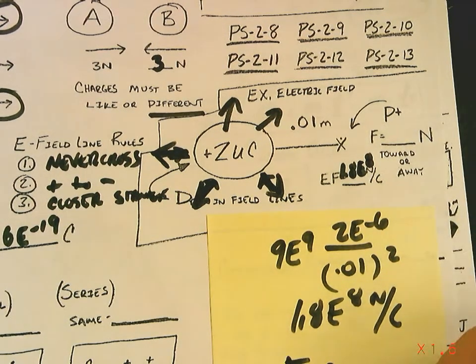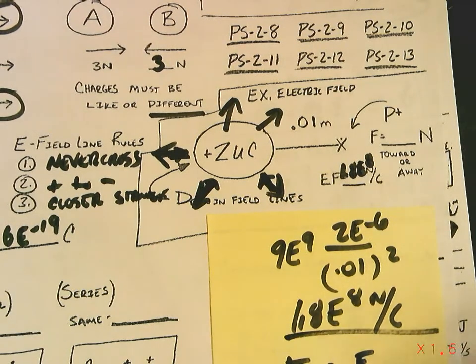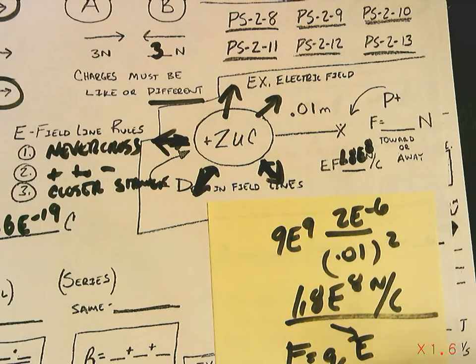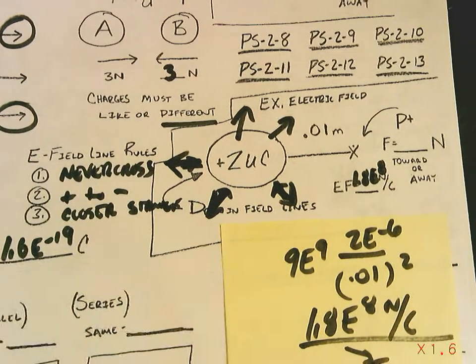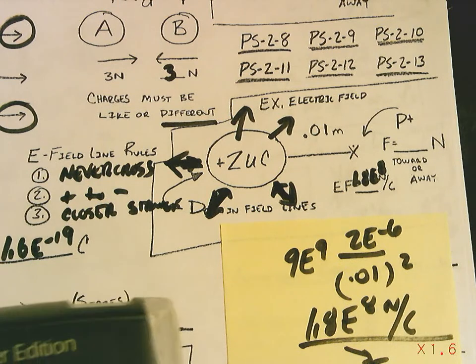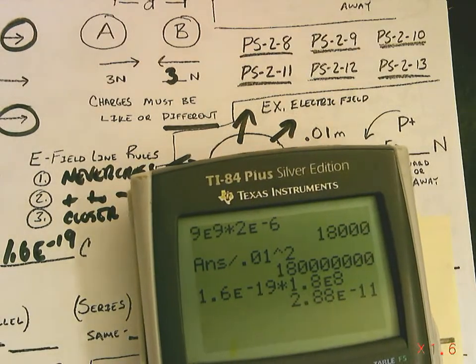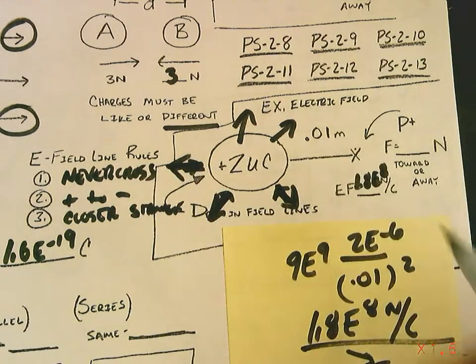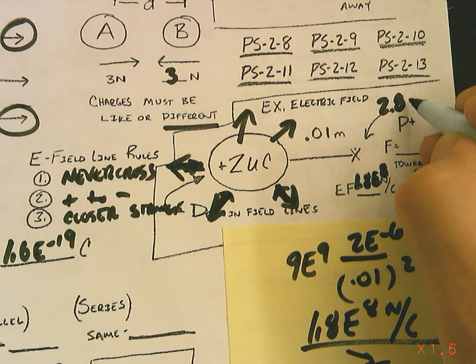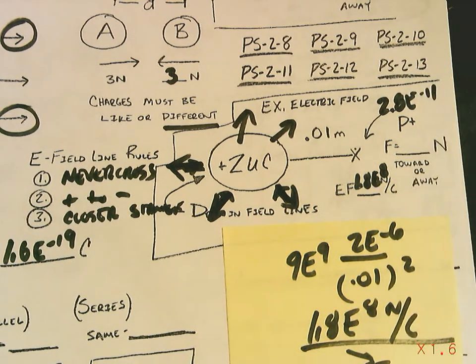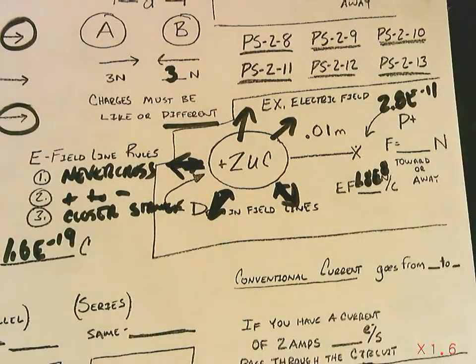Force is equal to the test charge, little q, times the electric field, which is what we just found. So I'll put in 1.6e negative 19, which is the charge of a proton, times 1.8e to the 8th. And I get our force, 2.88e to the negative 11, which is typical for this. It's pretty small for your force. So that's an example of electric field.